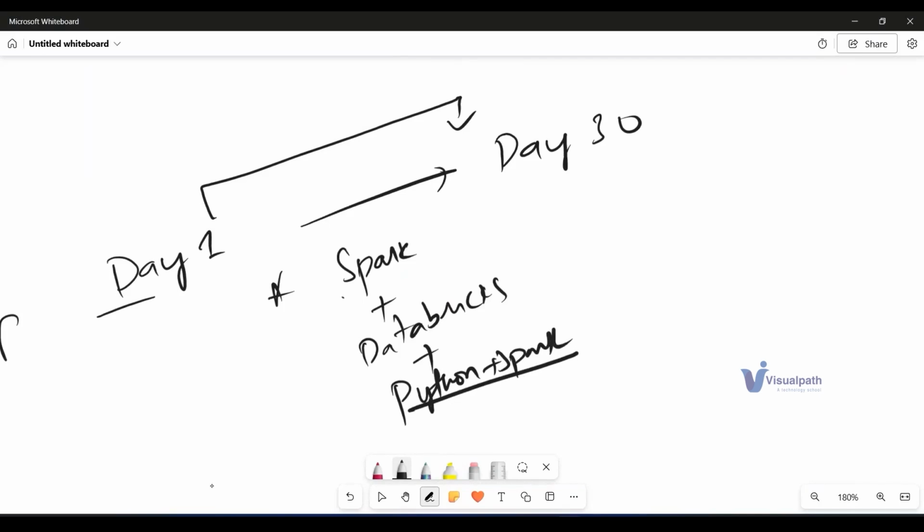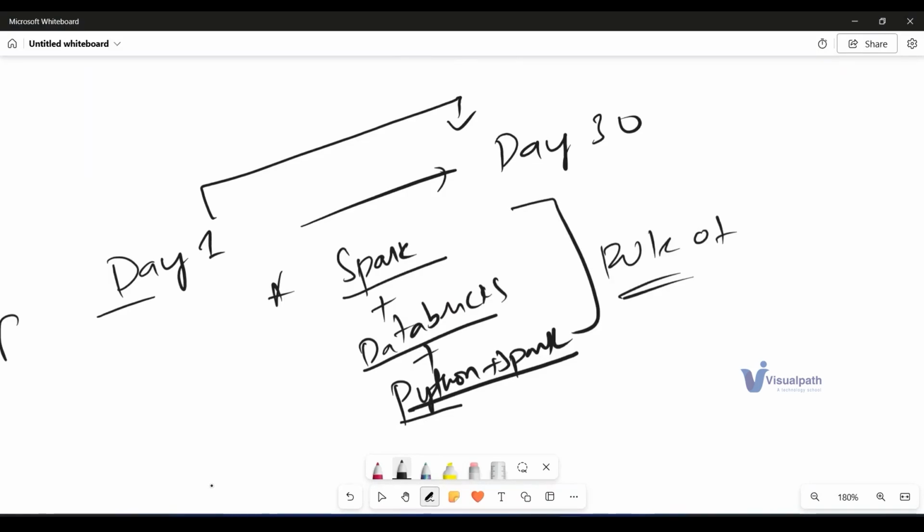Participants, if you are strong in Spark, strong in Databricks, strong in programming with Python, you will rule the space of data engineering. By day 30, that should be the target. Whether you are starting your career, exploring it, or looking forward to enhancing your skills, this should be a core target.